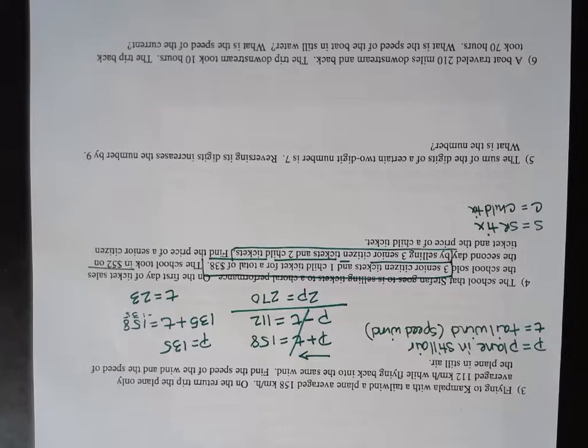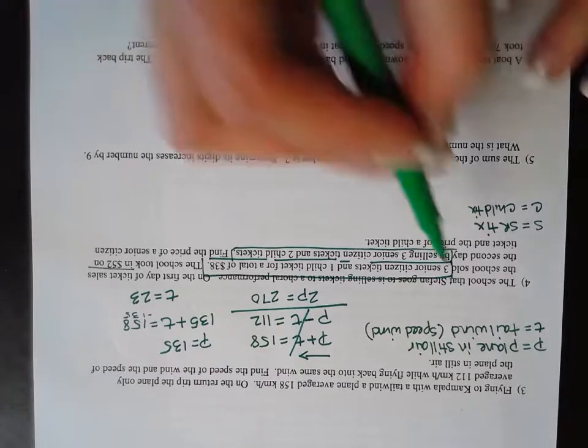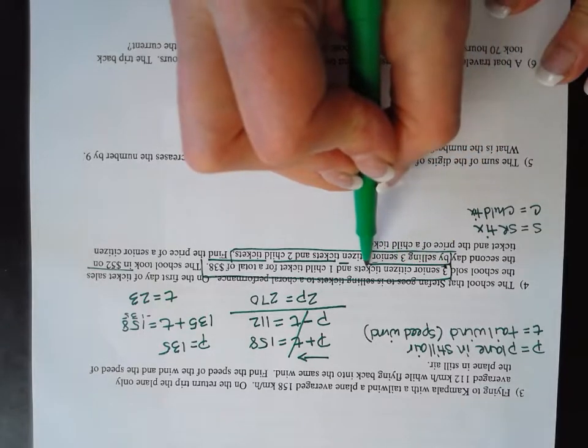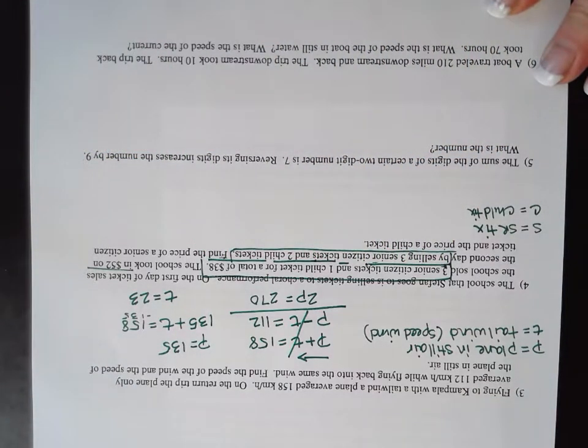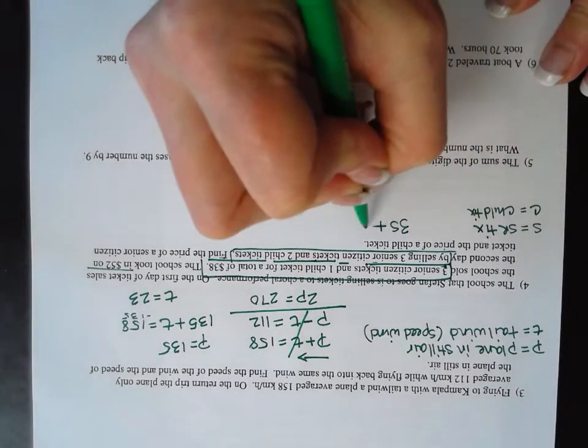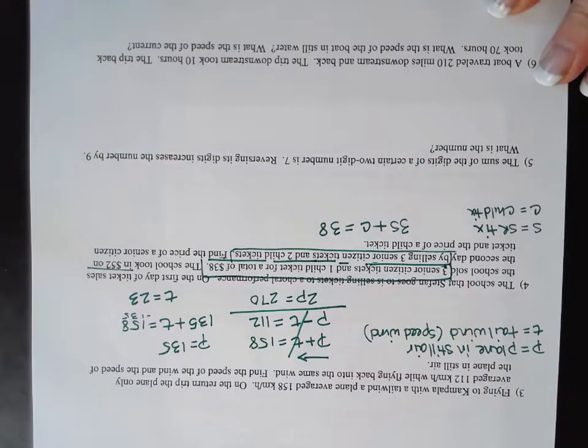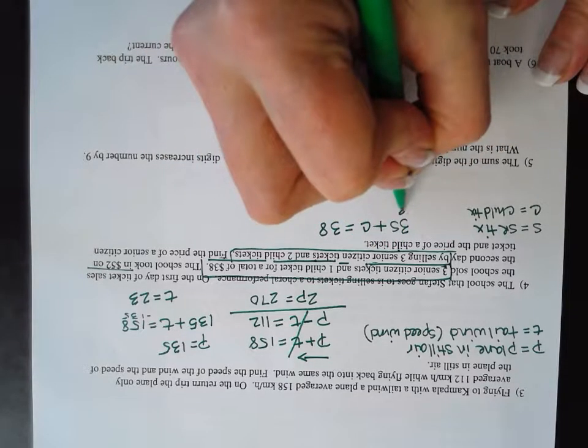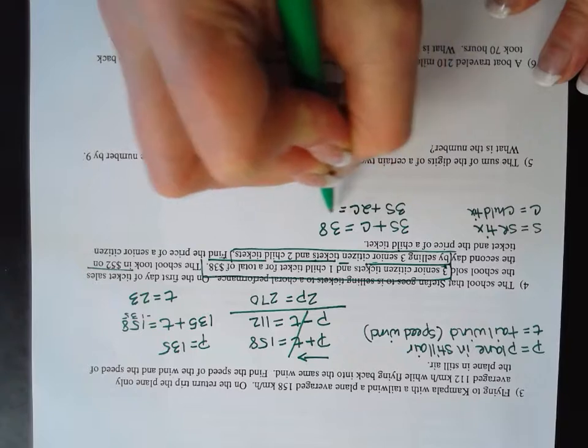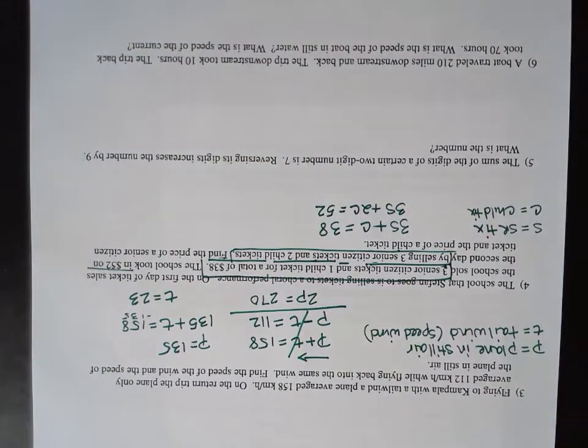So what do you want to do for my first equation? I got 3 senior citizen tickets and 1 child ticket for a total of 38, so it'll be 3S plus 1C equals 38. Yep, exactly, 3S plus C equals 38. May look ugly, but it's easy as pie. My second one's going to be 3S plus 2C equals 52. Good?